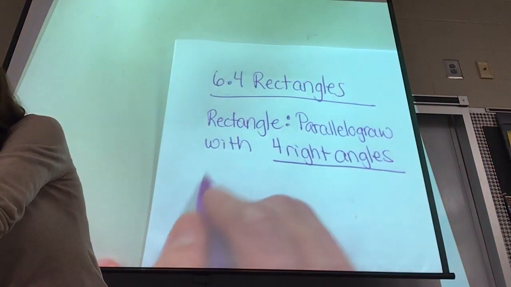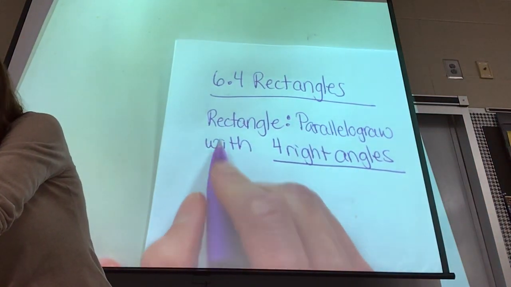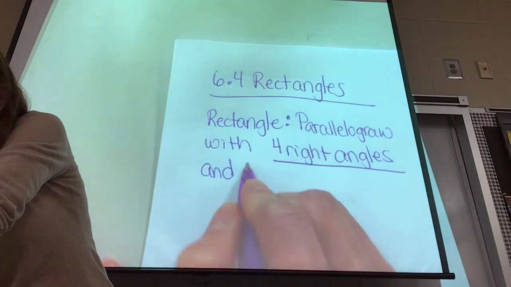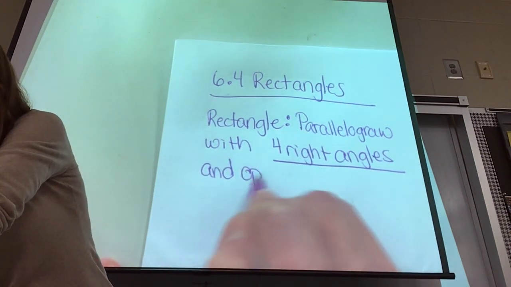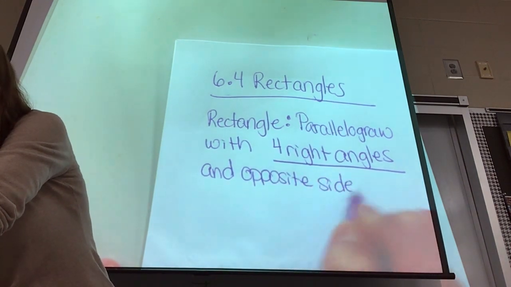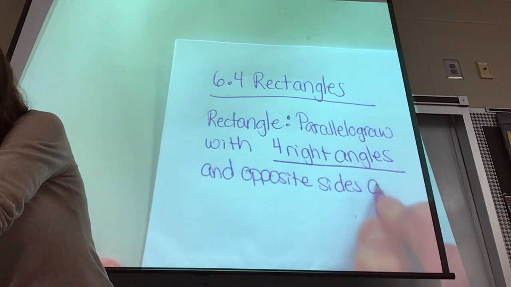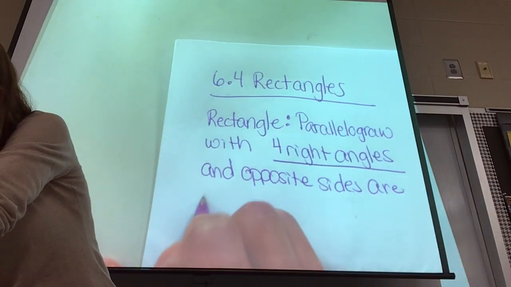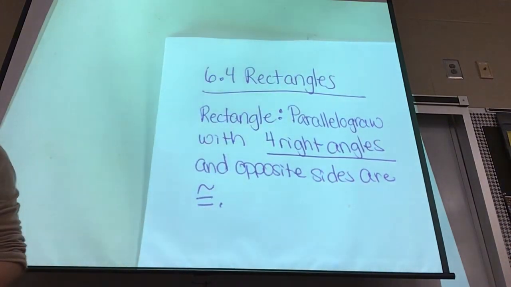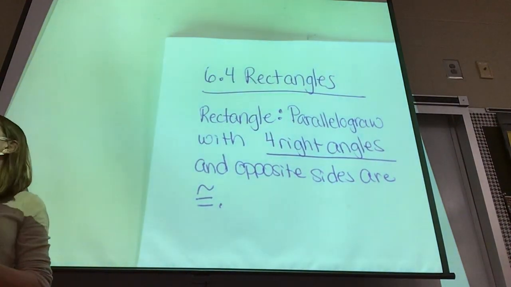With 4 right angles, and opposite sides are congruent. I'm just going to use the symbol. Okay, so that's some of the stuff that we still know.